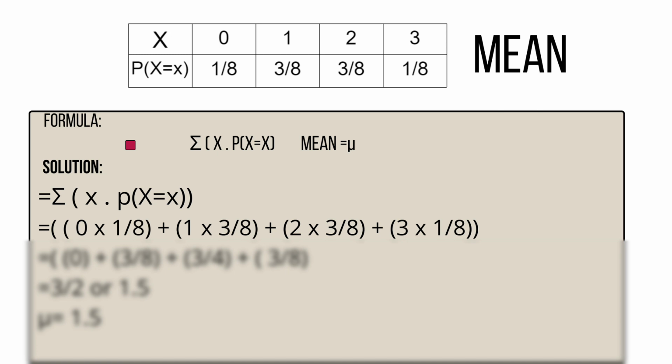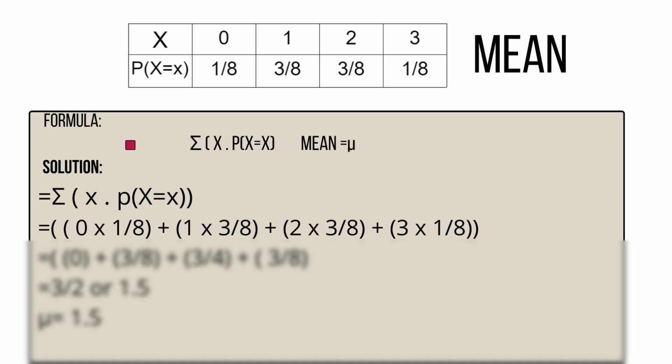Very good, students. Now, the third parenthesis would be 2 multiplied to 3 over 8. Then last parenthesis, 3 multiplied to 1 over 8. As you can see here, there is a plus sign between each parenthesis. Why is that so? Very good, because the solution to find our mean contains summation of everything. So you have to add the first parenthesis, second parenthesis, third parenthesis, and fourth parenthesis.